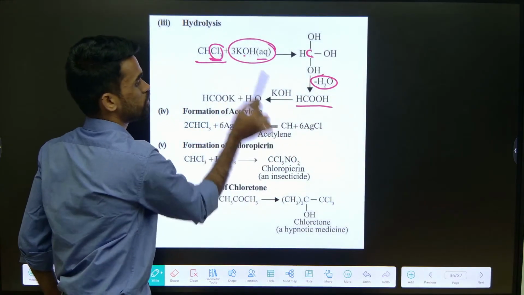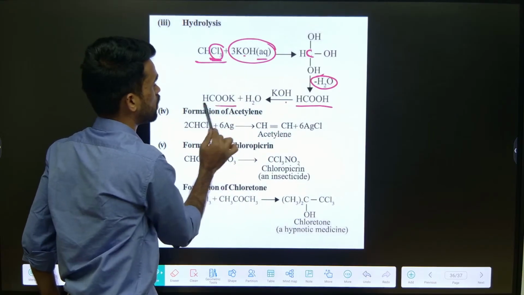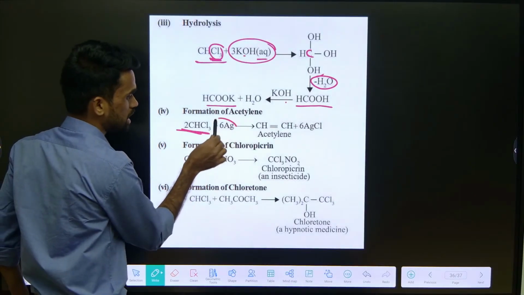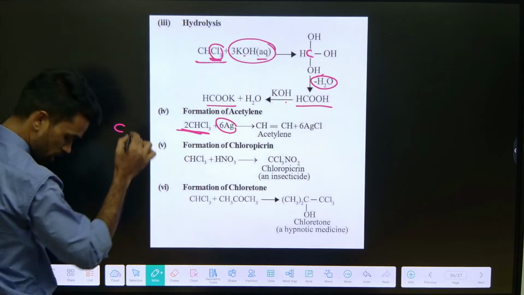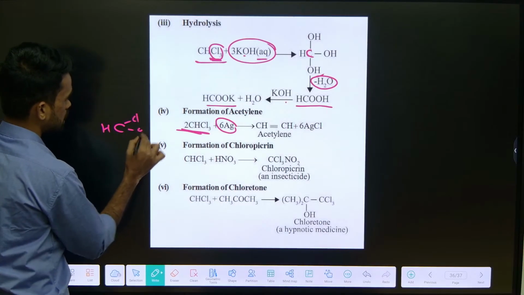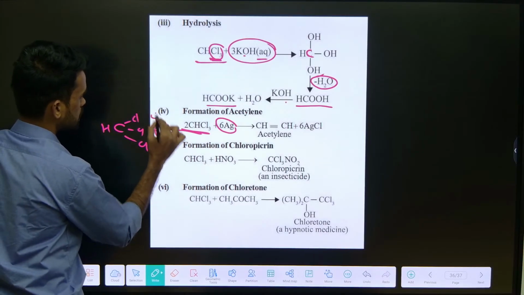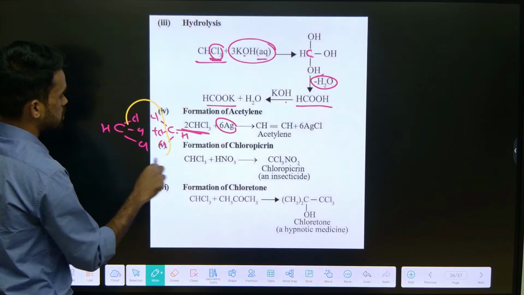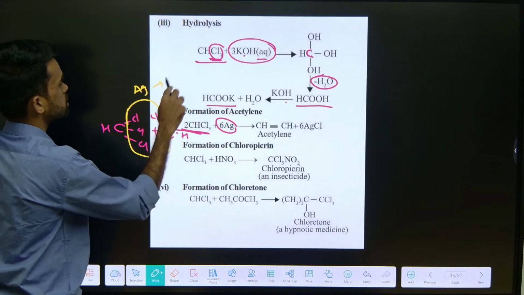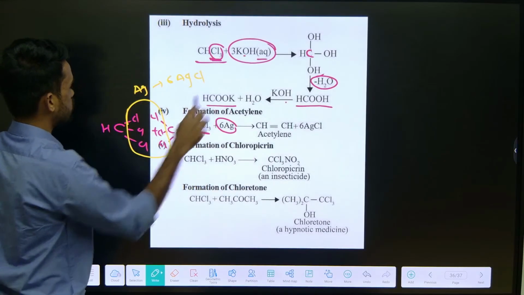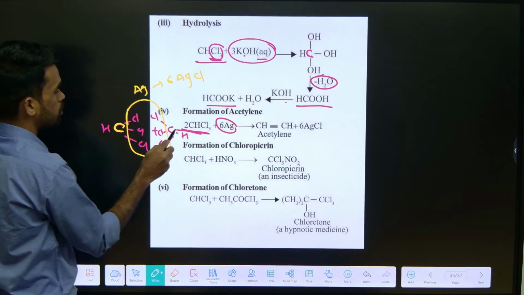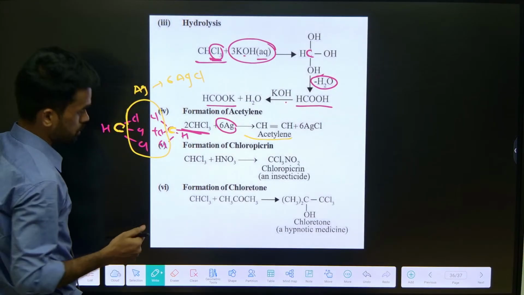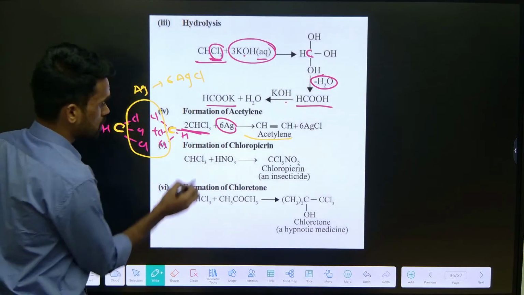So treating with excess KOH means it will form a formate ion. That's it. Again one more reaction, chloroform with Ag. Just write it in this way: CHCl3 and Cl3CH. So remove these 6 chlorines using Ag as 6 AgCl precipitates. So what you are going to get? A bond between this carbon and this carbon, acetylene is formed. 6 AgCl plus acetylene is formed. Okay, so that's it. And remember this chloropicrin.